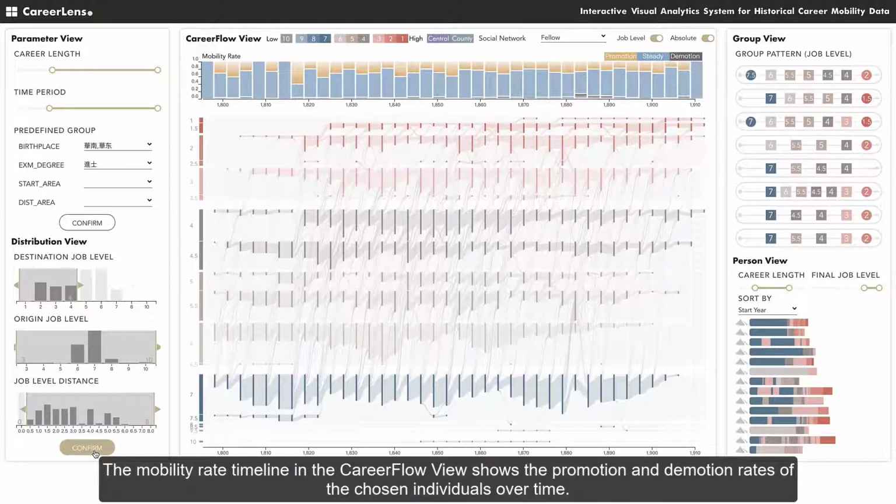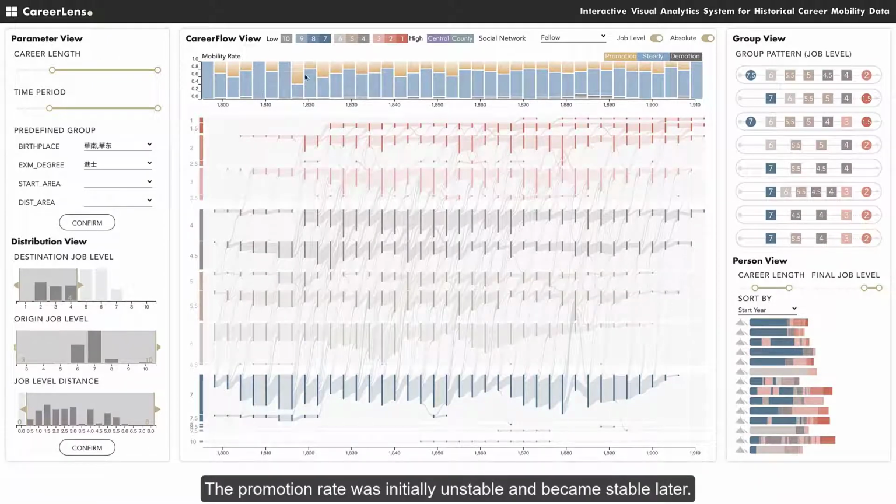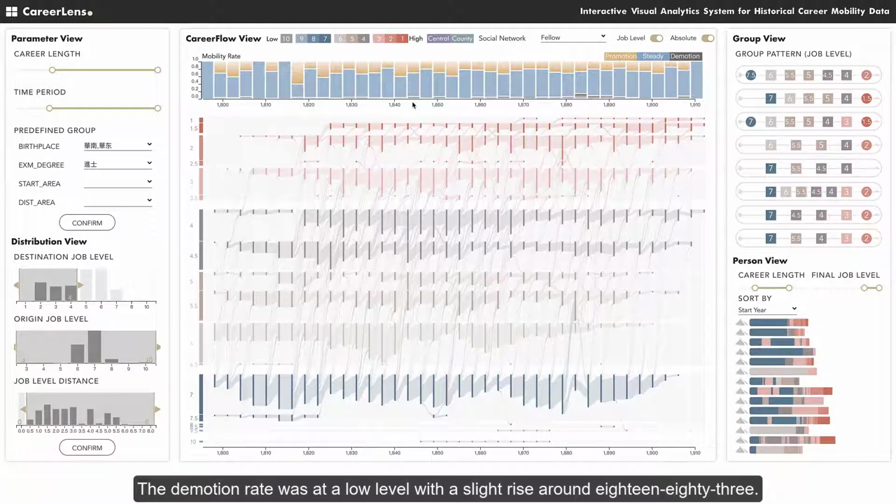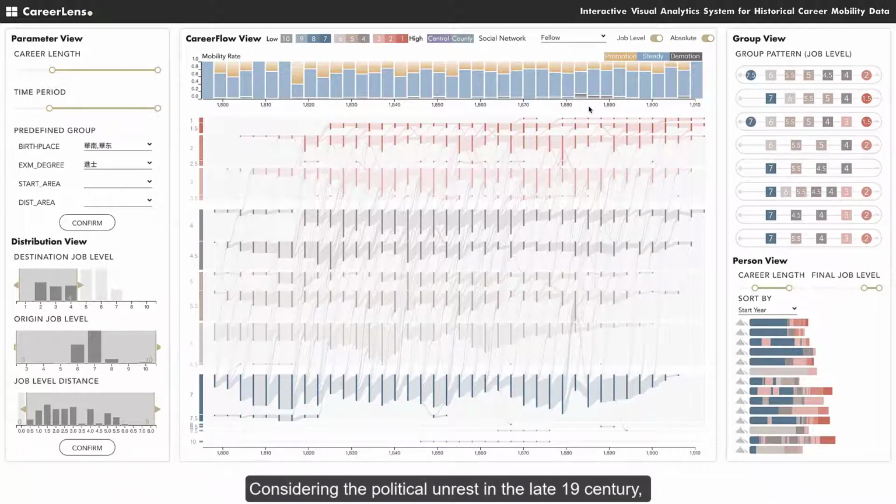The mobility rate timeline in the career flow view shows the promotion and demotion rates of the chosen officials over time. The promotion rate was initially unstable and became stable later. The demotion rate was at a low level with a slight rise around 1883. Considering the political unrest in the late 19th century, the expert wonders how the promoted officials differed from others.